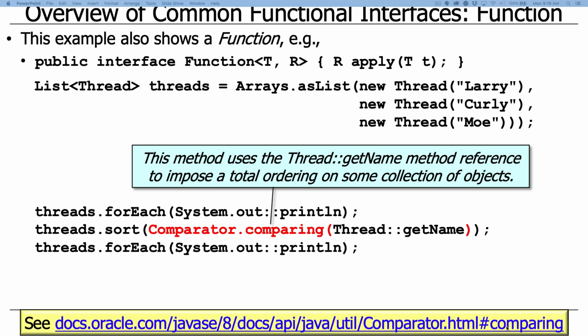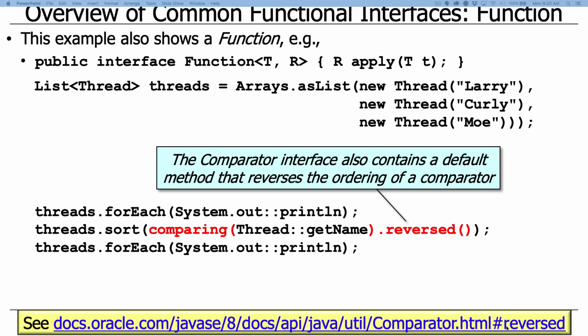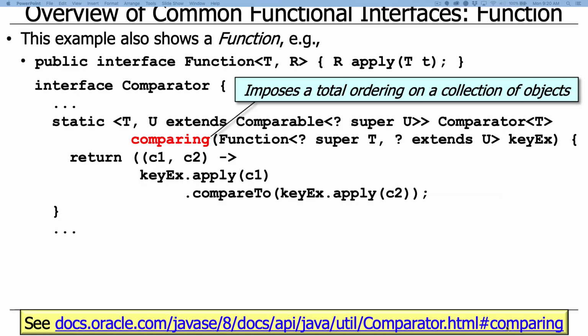The comparing method here uses the parameter, which is a function, to impose a total ordering on some collection of objects. So if you go and look at Comparator.comparing, it's going to essentially perform a comparison, and that's exactly what the sort method needs to do its thing. One of the other cool things you can do here is compare in reverse order. If you compare in reverse order, it'll sort with basically Mo, Larry, Curly instead of Curly, Larry, Mo. So you can reverse it quite trivially.